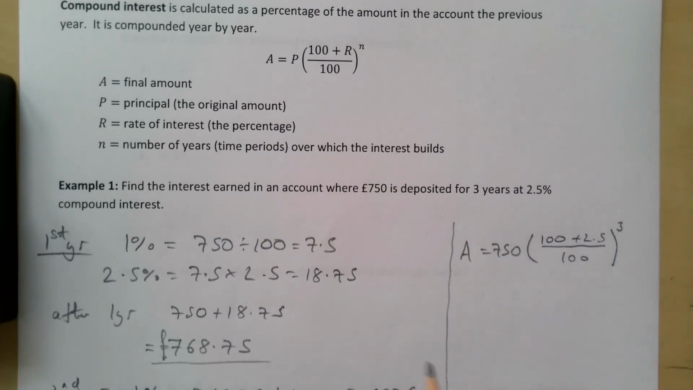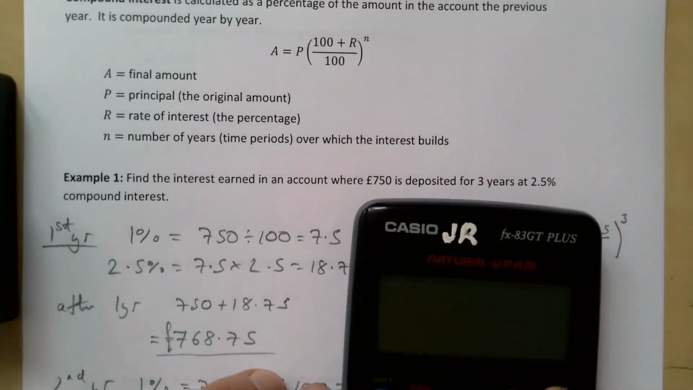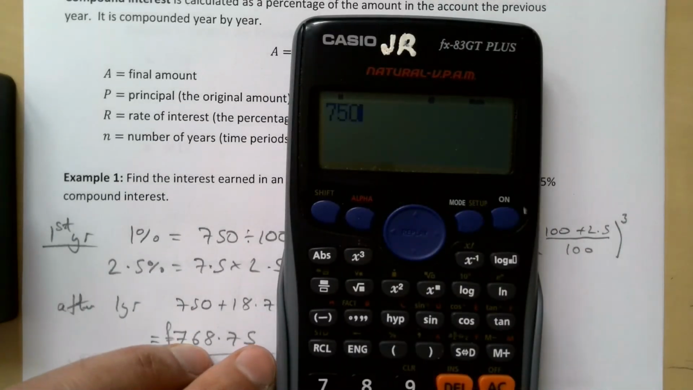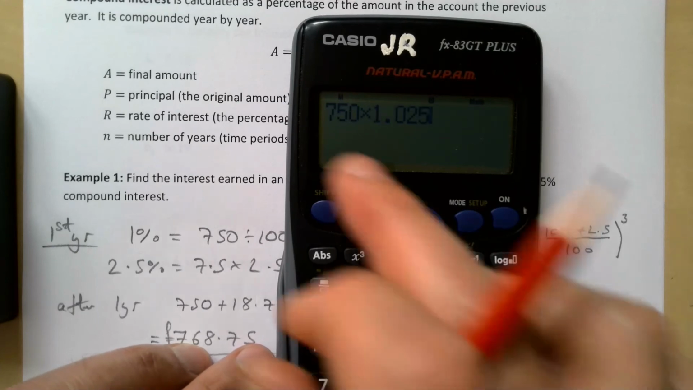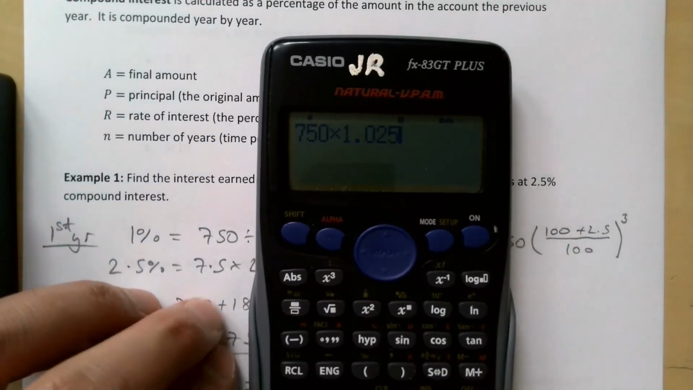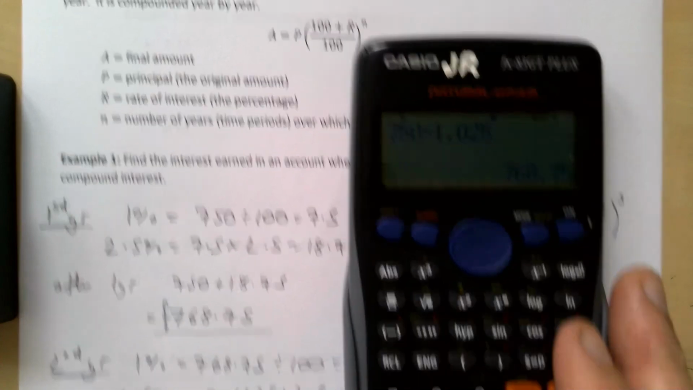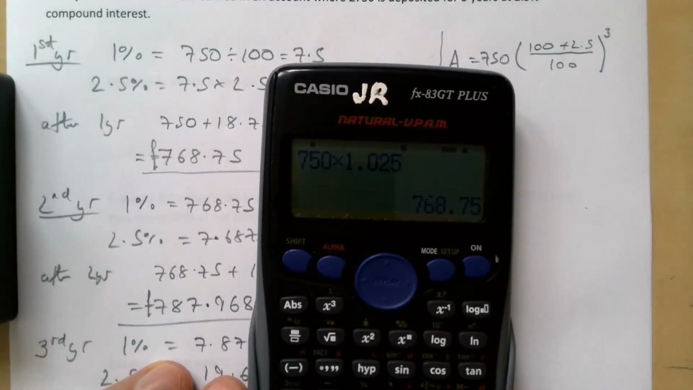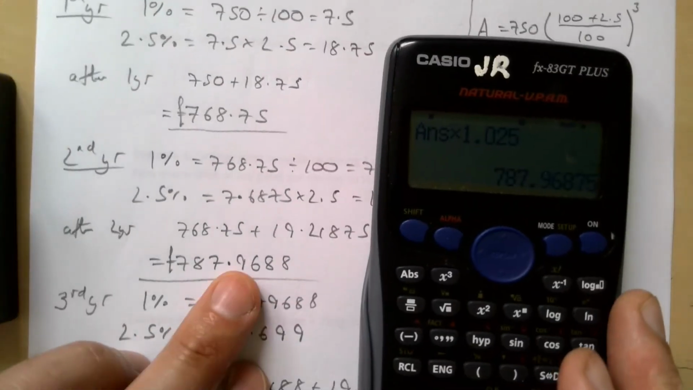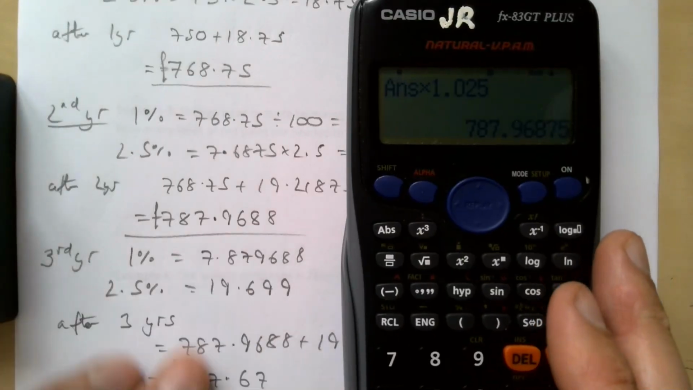The other way you could do it is you could multiply each time by 1.025. If you know that multiplying by 1.025 adds on 2.5%, you could just do that a couple of times. So let's see how that actually works out. £750, you see that multiplied by 1.025, the light's not great on that, gives me £768.75, which is my number here. If I times that, I get £787.96.